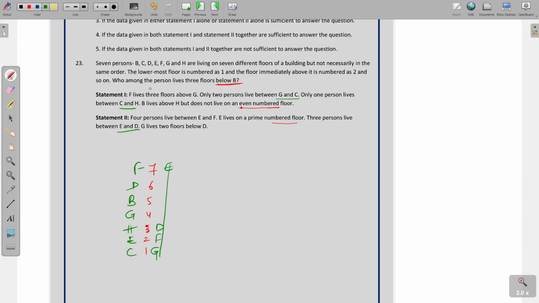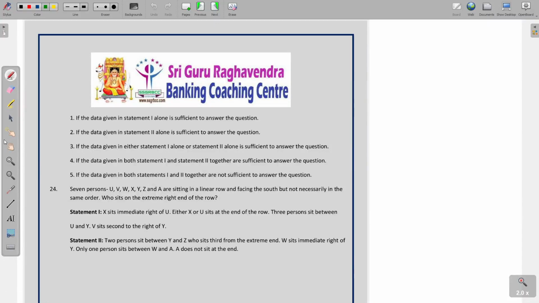What is the question here? Who among the persons lives 3 floors below B? So who is 3 floors below B? E is the answer. Okay. So option 5 is the answer. Both statement 1 and 2 are sufficient to answer. Next, let us move on to the next one.